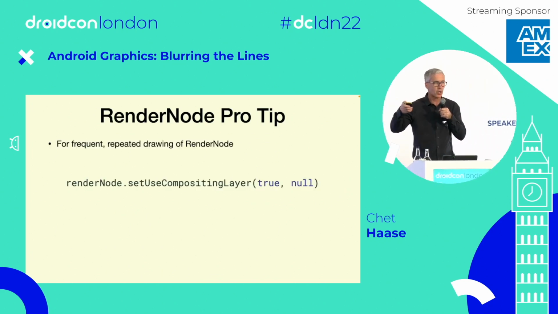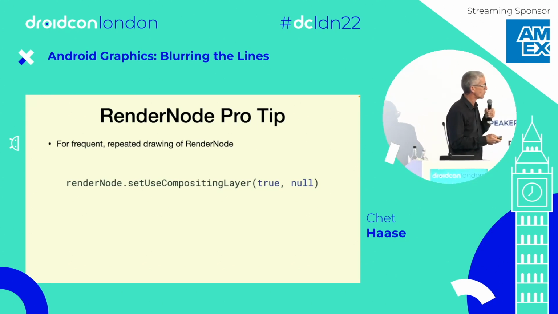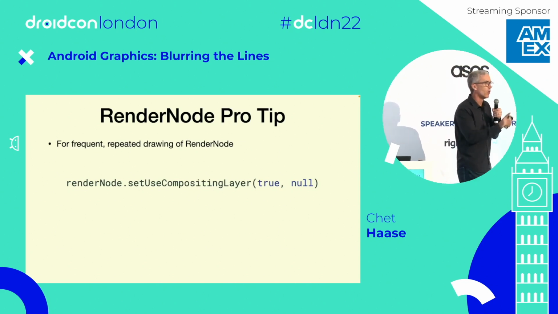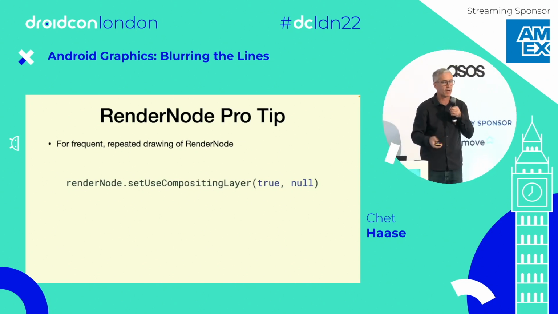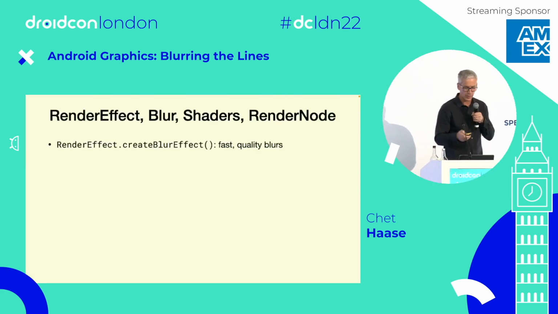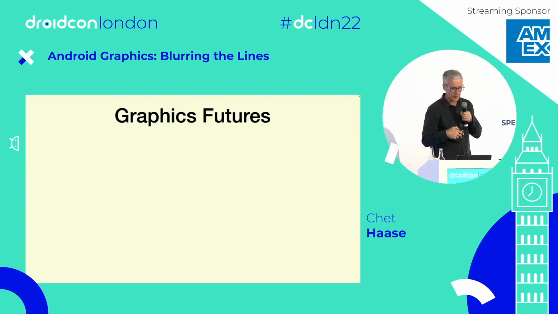If you have a render node that you're going to redraw many times, I would suggest you use a compositing layer. It allocates a little bit more memory and essentially stores a bitmap or ends up being a texture, and then it's going to be a lot faster operation to redraw that. We'll skip the takeaways since that's just a summary.